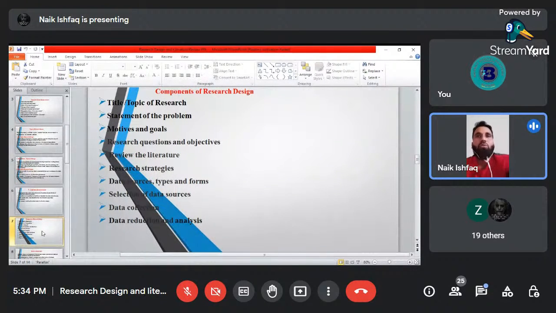And third is motives and the goals. That is one of the important components of the research design. Motives and the goal: that means what a researcher's personal motives and goals are. एक researcher क्यों research करता है, उसके motives क्या होते हैं? What are his or her goals? What will be the researcher's goals for doing that research?